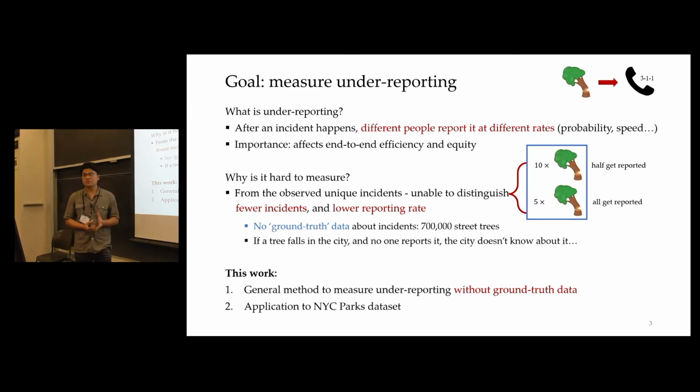So for this work, our contributions are twofold. First, we propose a very general method to measure underreporting without the use of ground truth data on incidents. And the second is that we apply it to the New York City Parks dataset, and we uncover some very interesting results.